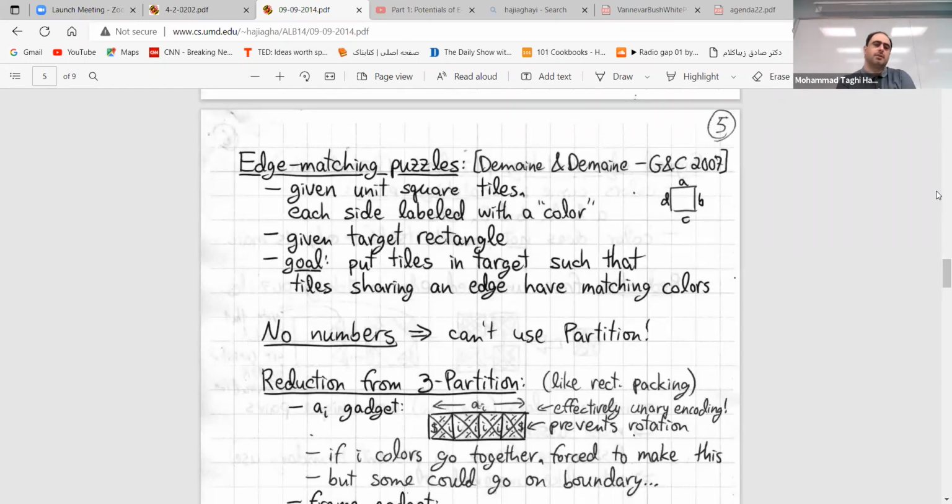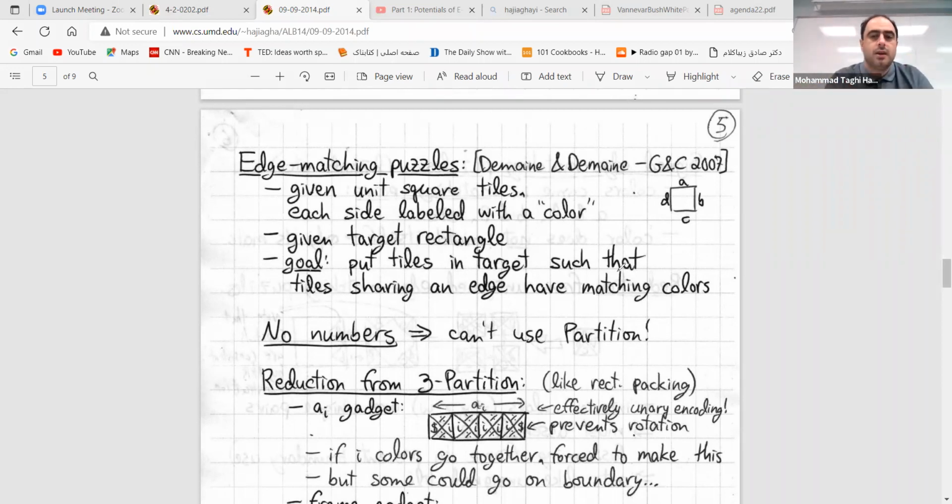So the other one is the edge matching puzzle. What is the edge matching puzzle? So you are given, let me just do these things. So the size of the things is good, correct? You can read it. Good. Okay. So what is the edge matching puzzle?